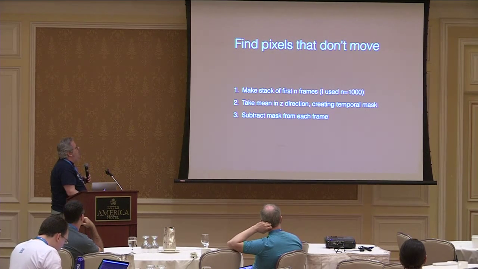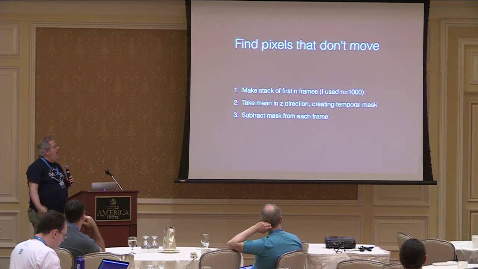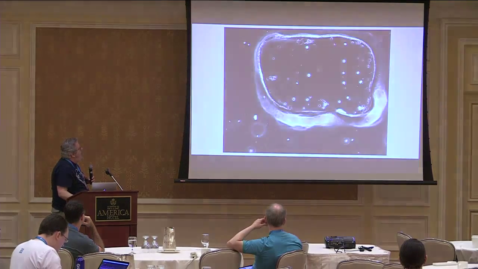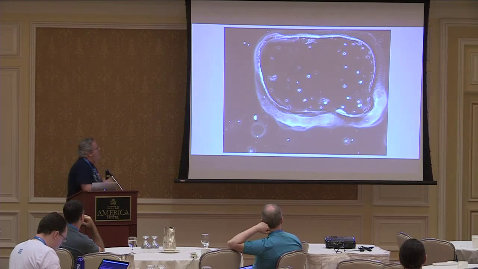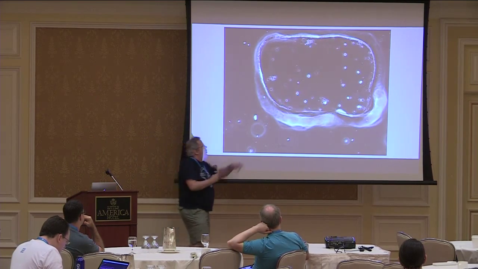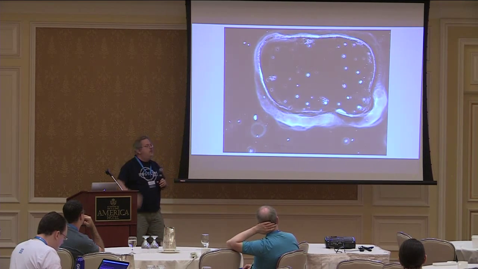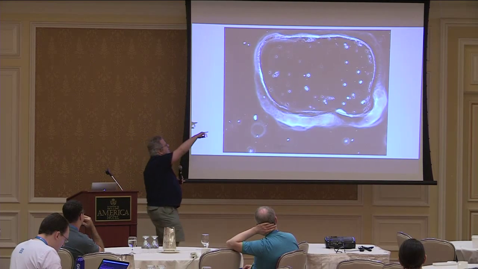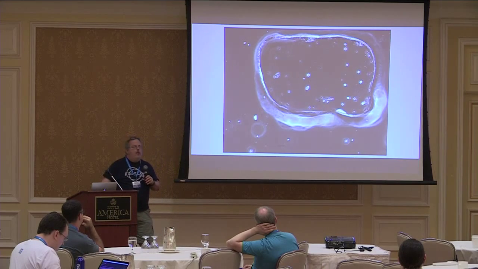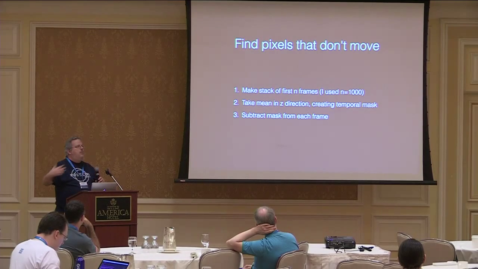So one way to do this is you can make a stack of images. I took the first 1,000 frames, and then I took the mean in the z direction. What that means is that the cells that are in this wall, they're not moving at all. So their mean in the pixels on the walls, they're not moving at all, so they're going to be pretty high when you take the mean in the time direction. But the ones in the middle, where the cells might only pass through them some small percentage of the time, they're going to be pretty dark.